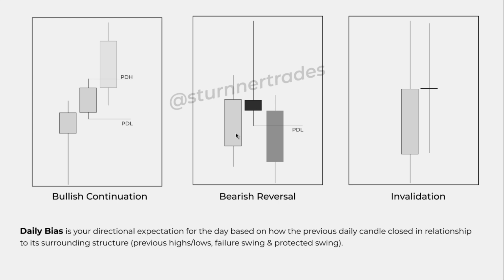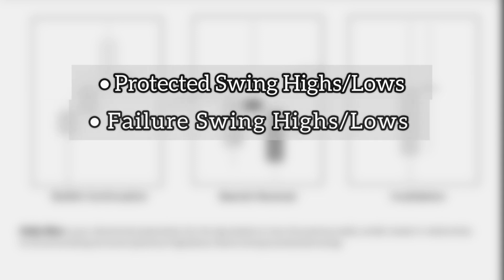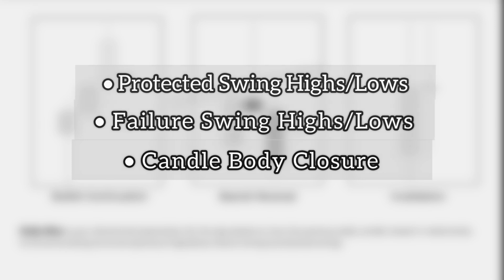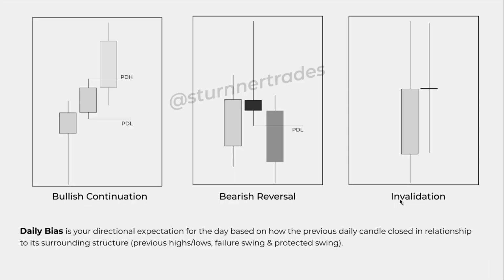Now, the way we figure this bias out is by reading yesterday's and previous days' price action using three simple tools, which are protected swing highs or lows, failure swing highs or lows, and a candle body closure. Once you know how to read those three, you will always be able to classify today's bias into one of three outcomes, which are continuation, reversal, or invalidation.